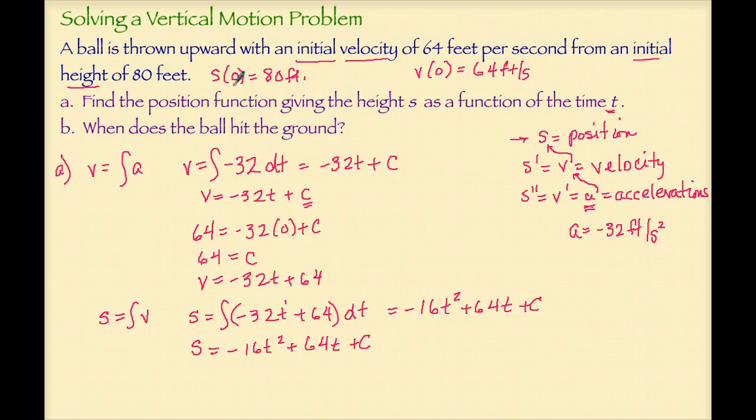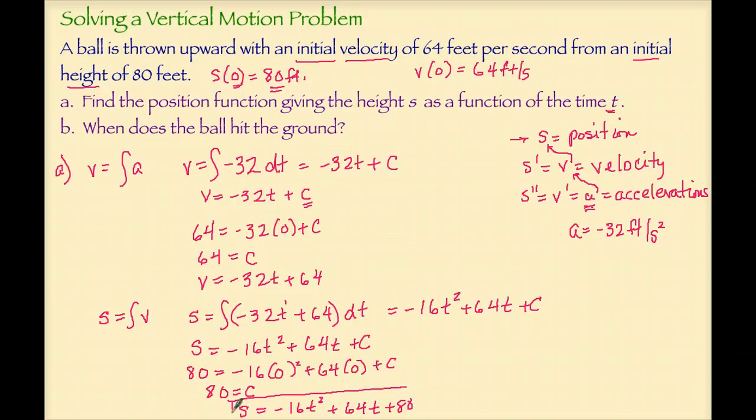But using the initial condition, the fact that at time 0 position was 80, we will solve for a particular c. So 80 is equal to negative 16 times 0 squared plus 64 times 0, which means that 80 is equal to c, and therefore our particular position function will be negative 16t squared plus 64t plus 80, and that is the answer to letter A.